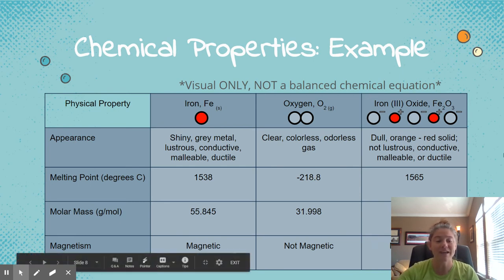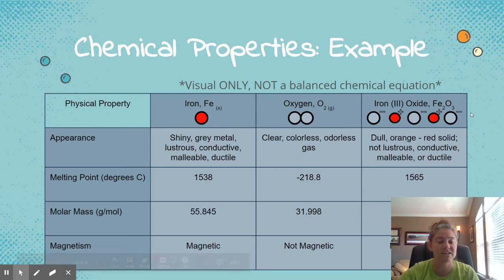So iron by itself is a shiny gray, lustrous, conductive, malleable, ductile element because it is a metal. And then oxygen is a clear, colorless, odorless gas. It is a nonmetal. I react them in a chamber together and they create iron 3 oxide, which is a solid that is red. It is not lustrous, conductive, malleable, or ductile. And as I can see, I've gone from an atom and a molecule to a formula unit.